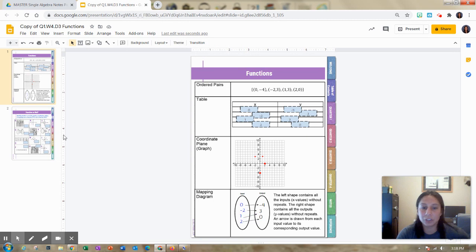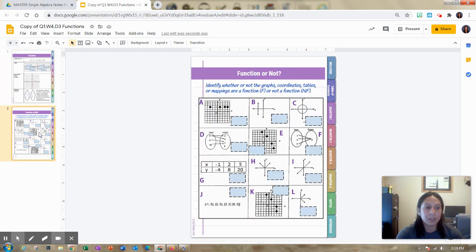Okay, so these are our functions. We should be able to have a list of ordered pairs, make a table, look at a graph, and figure out our mapping values. And it does have a little explanation for your mapping. Again, it says without repeats. So if you have a number that goes over and over and over, you just write it one time. You don't need to repeat it over and over.